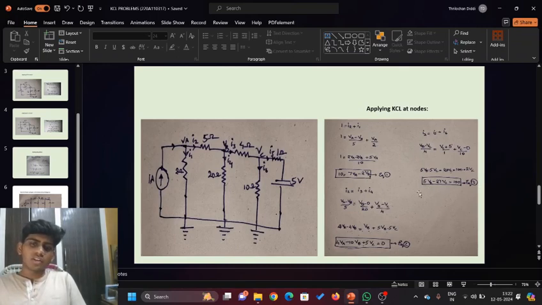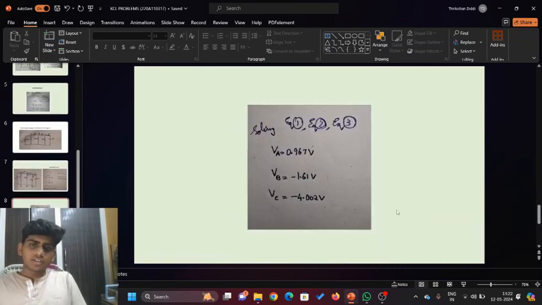So we get equation 1, equation 2, equation 3. By putting all these values into a calculator, we find VA, VB and VC separately. VA, VB and VC are the nodal voltages which we have found.